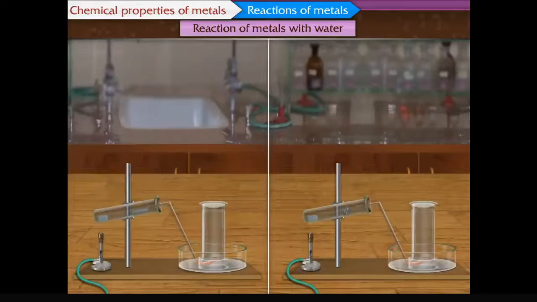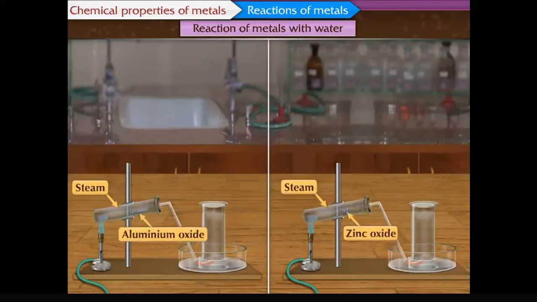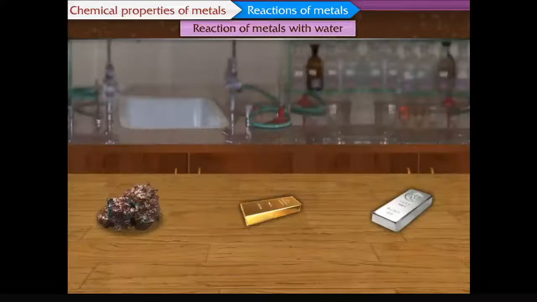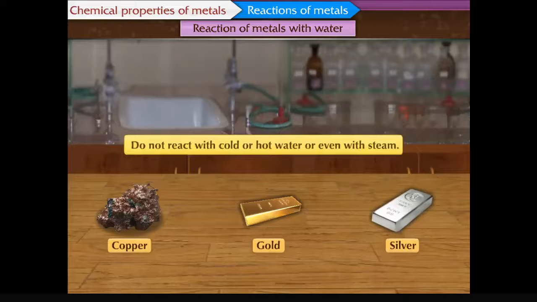Similarly, aluminium and zinc also react with steam to form the corresponding metal oxide and hydrogen gas. Aluminium forms aluminium oxide and hydrogen gas, while zinc forms zinc oxide and hydrogen gas. Metals like copper, gold, and silver do not react with cold or hot water or even with steam.